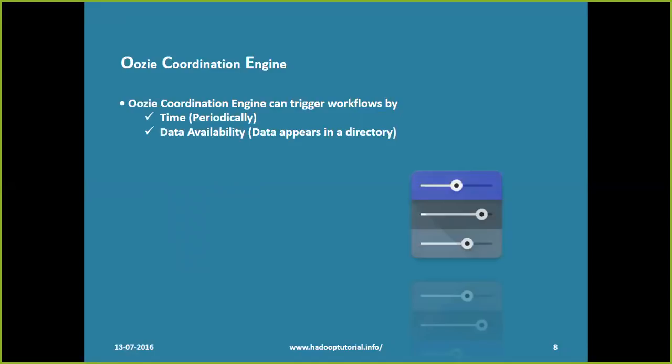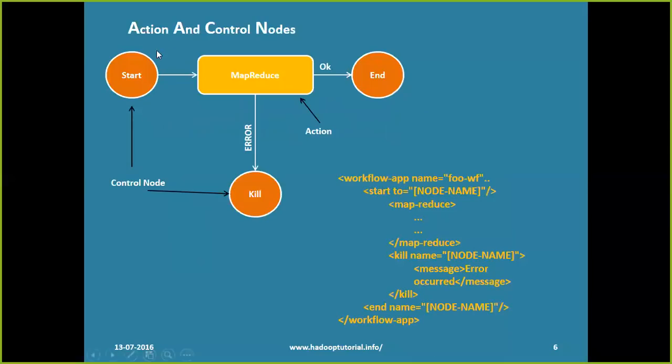That is the workflow, and there is a coordination engine that can trigger these workflows. Inside a workflow, we specify what actions need to be run and what the sequence of them is. If you check here, we have this start control node, and once the process starts, it goes to the MapReduce action. If the MapReduce action is successful, it goes and ends the workflow. Otherwise, if it fails or there is an error, it kills that process.